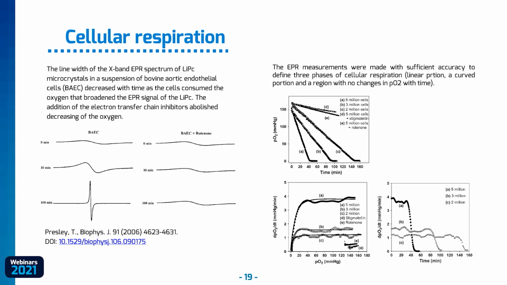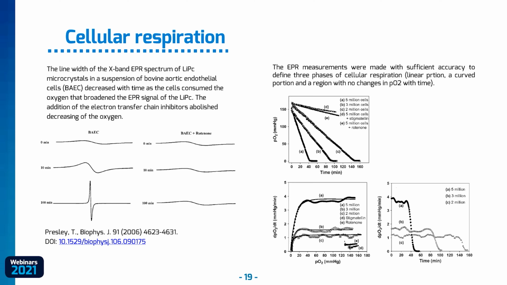EPR spectra of a suspension of LIPC microcrystals and aortic cells were collected for up to 160 minutes. As the time increased, the EPR line width decreased due to the depletion of oxygen by the cells, as shown in the left picture. The spectra were collected until the line width reached a constant low value. It was confirmed that the oxygen consumption measured by EPR oximetry is essentially due to mitochondrial respiration.